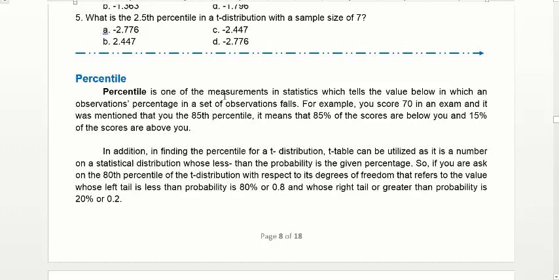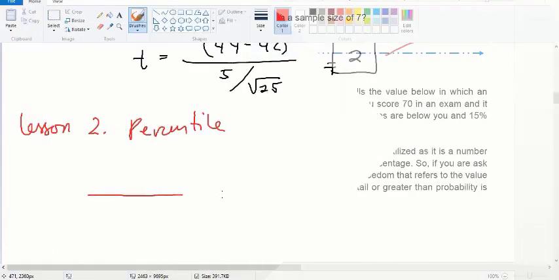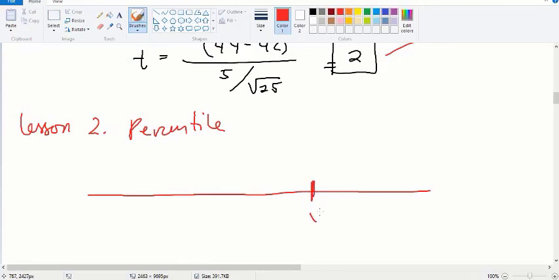It is one of the measurements in statistics which tells the value below which an observation's percentage in a set of observations falls. So, for example, here is the percentile X. It means whatever percentage is from here going to this side is lower than that percentile.